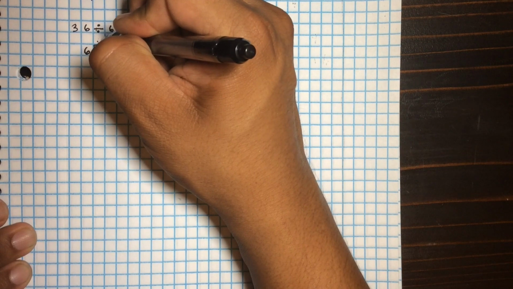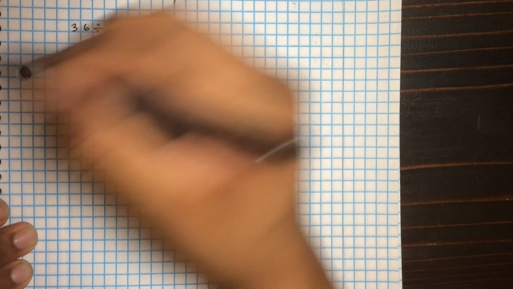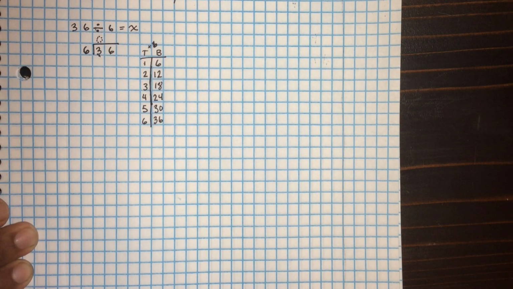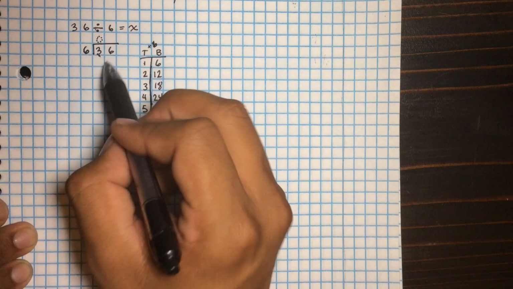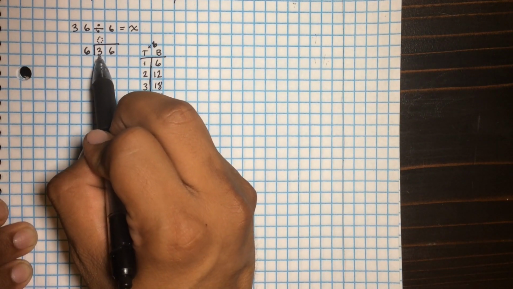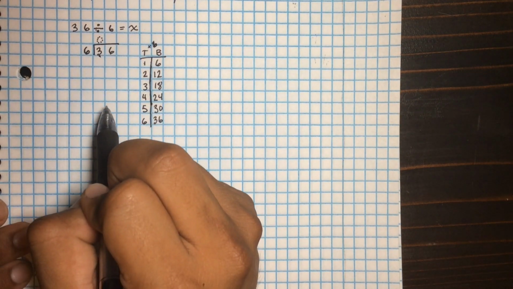So, all I'm going to do is put this little spacer 0 just to show that, hey, 6 can't go into 3. So, there's going to be no value in that first place value. So now, instead of 3, it is now 36.